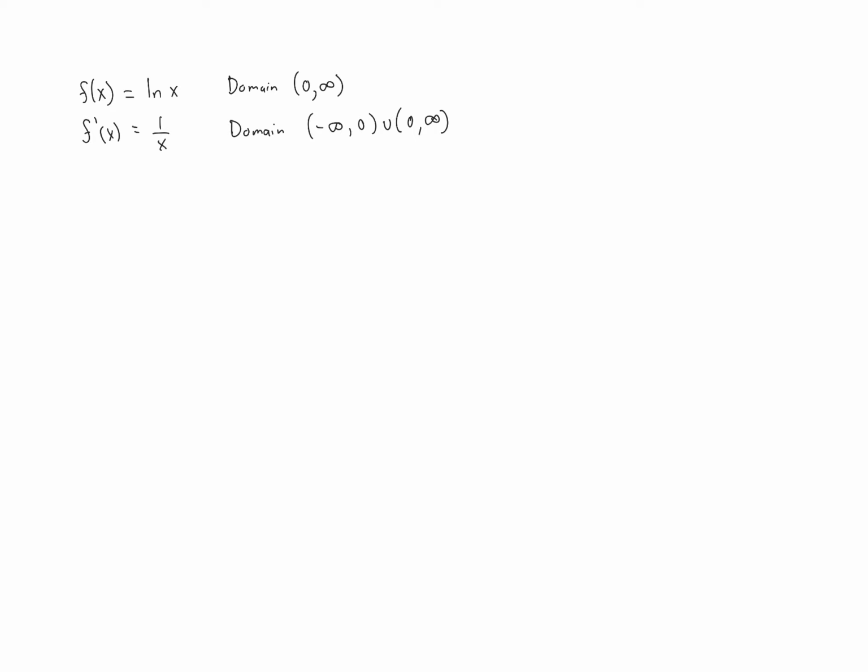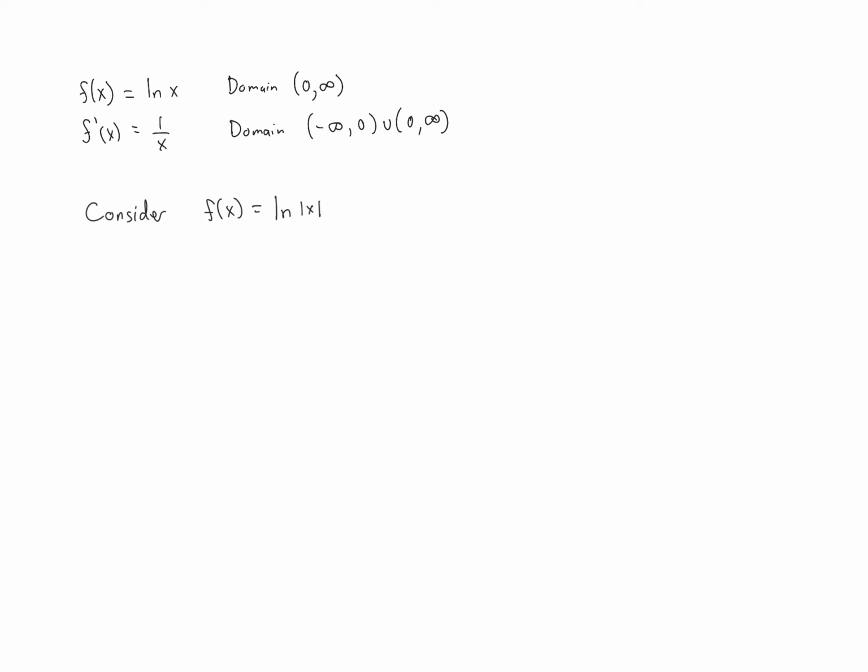It wouldn't make sense to think about the derivative on a domain that has nothing to do with the original function. But we can actually do an interesting thing to this original function to expand the domain to include the negative numbers in a way that allows the derivative to still be 1 over x. Let's take a look at f of x equals ln of the absolute value of x.